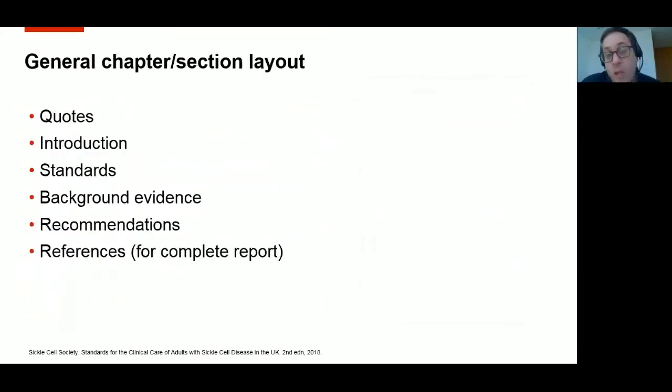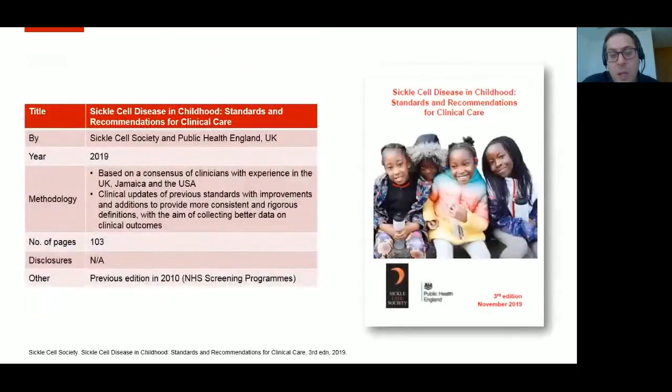It usually starts with a quote from the patient, going into an introduction, standards of care, and then the background for the evidence from the literature review, and then the recommendations. Similar format and style for the children, for the childhood piece, which is also published by the Sickle Cell Society with Public Health England. This was an update from the 2010 recommendation in children that was released by the NHS screening programs at the time.